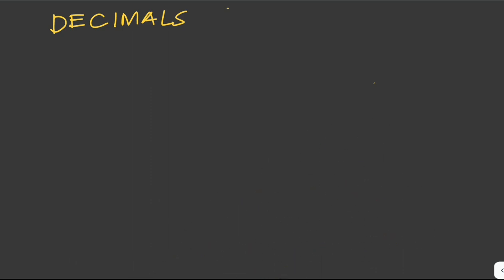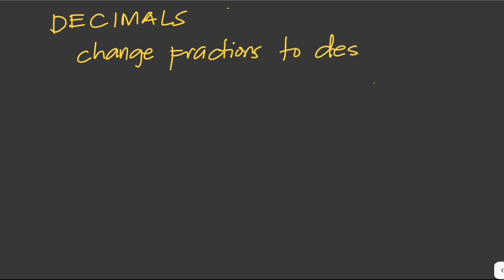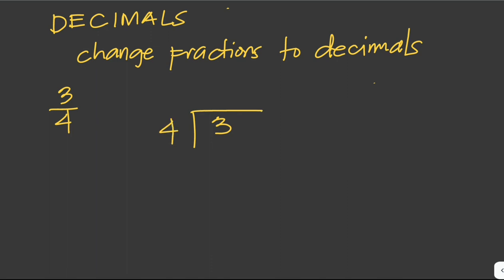So change fractions to decimals. Okay, say for example, we're given 3/4. Okay, we're given here the fraction 3/4, and we need to change this to decimal. So how are we going to do this? We can use the long division. So that is 3 divided by 4.